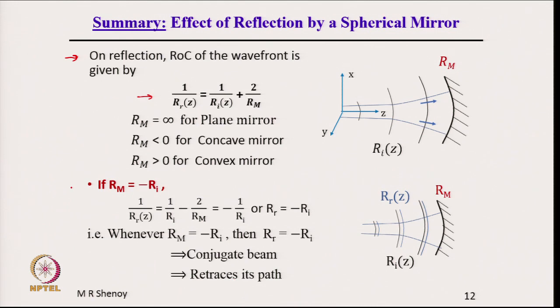And as we discussed, if R m is equal to minus R I, then R r will be equal to minus R I. That is, whenever the radius of curvature of the mirror is equal to the radius of curvature of the wave front in magnitude, but of different sign, then R r will be equal to minus R I, which leads to a conjugate beam which retraces its path. This is a summary of the discussion.